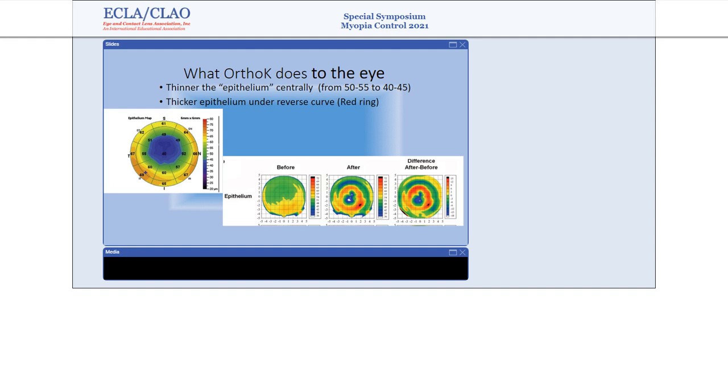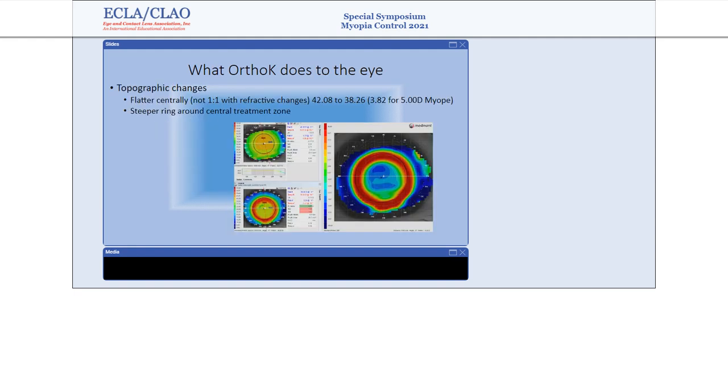So what does OrthoK really do to the eye? It thins the epithelium centrally, and it's not by that much, maybe about 10 microns. There's a centrally thinner epithelium and a ring of thicker epithelium outside of that. The topographic changes we're all very familiar with, but it is not a one-to-one refractive to topographic change. In this example, there was approximately 3 3/4 diopters change in corneal curvature centrally, and that fully corrected this 5-diopter myope. That has to do with that steeper ring around the central flattened area.